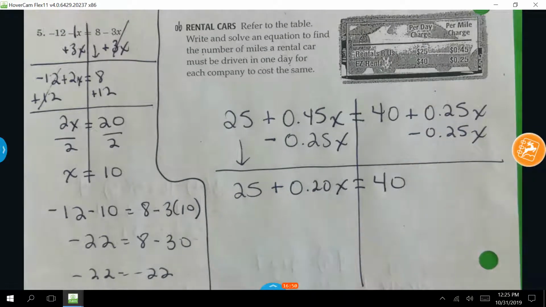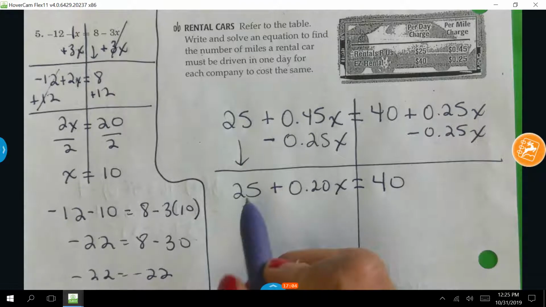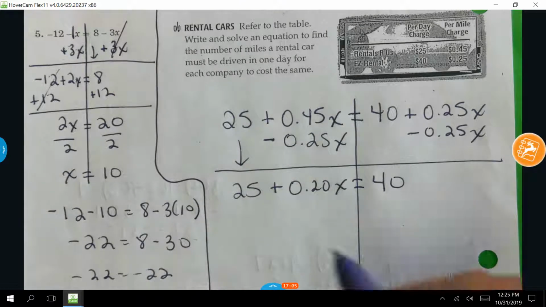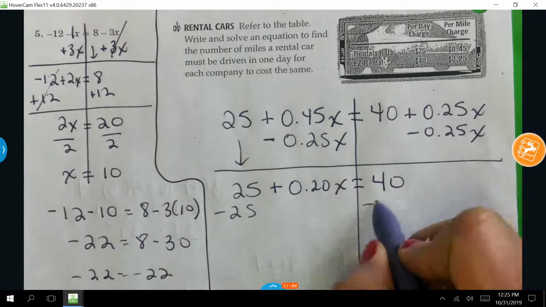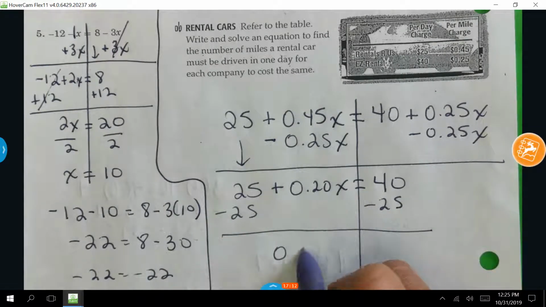Our variable term happens to be on the left again, so what are we going to move? What's attached to the variable term? What's over there with it? 25. Yes. So how do we get rid of a positive 25? Very good. That will cancel.